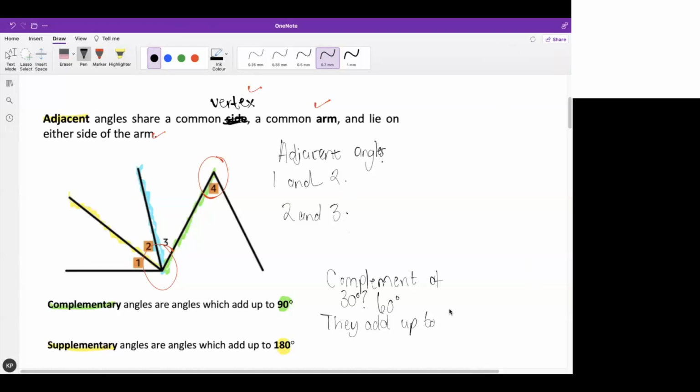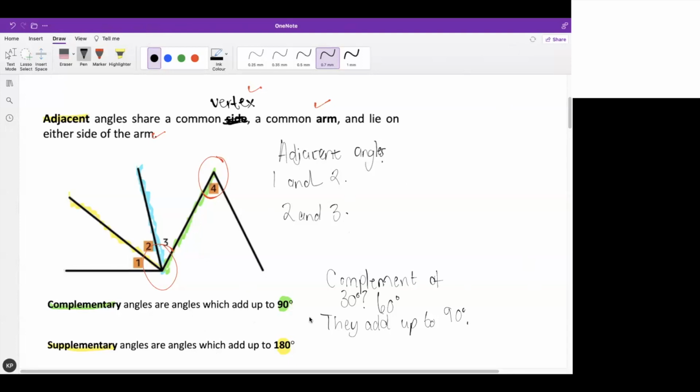They add up to 90 degrees. So they are complements of each other. Okay, so don't get confused. If I'm asking you for a complement, I'm not asking you what 30 said about 60. That was nice. No, I want to know what do you add to 30 to get to 90?